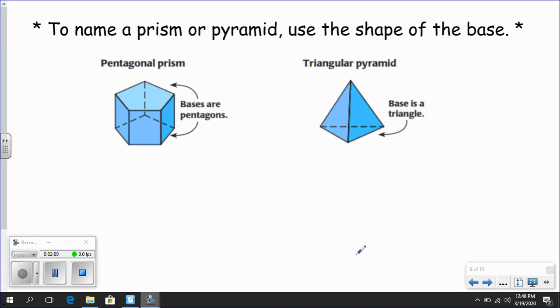To name a prism or pyramid, we're just going to use the shape of the base. So if we look at this example here, this is a pentagonal prism because both bases are pentagons. Our triangular pyramid here is named so because the base of this pyramid is a triangle.